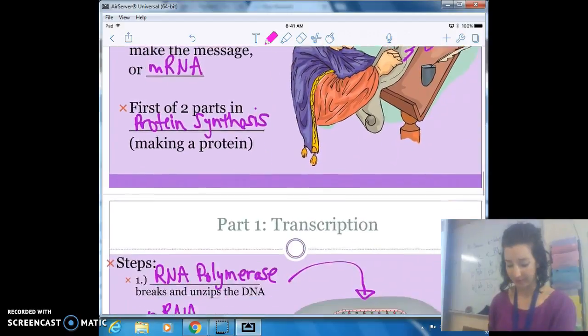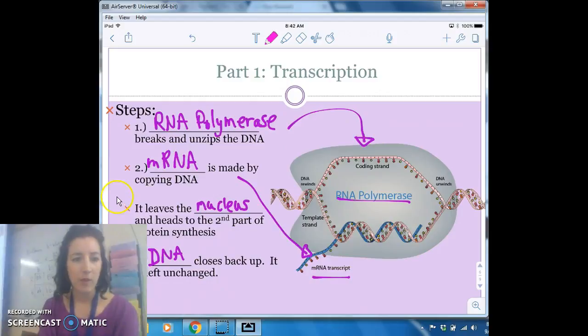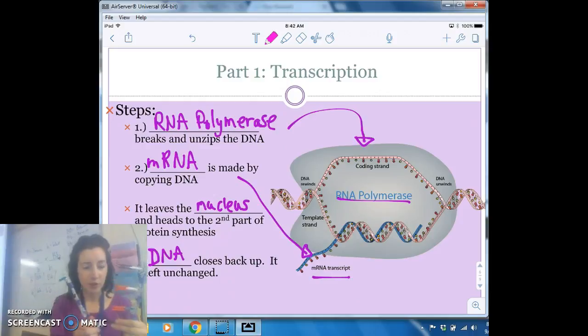Good. Alrighty, so these are our steps. First, you've got RNA polymerase, the big blobby right here. He is going to break and unzip the DNA. So we've got our DNA right here. He's going to break it open. And then number 2, mRNA is made by copying the DNA.